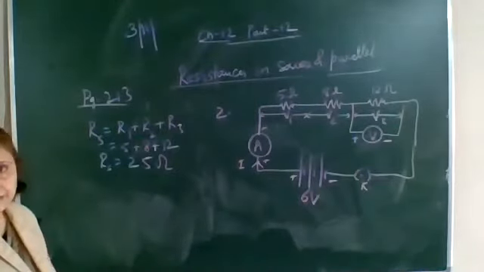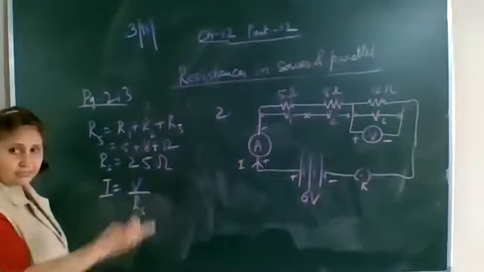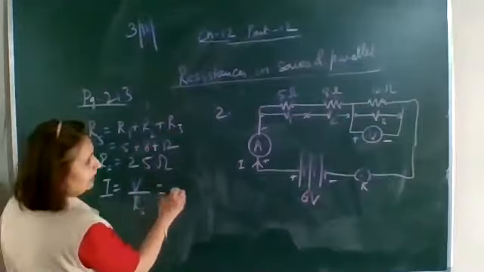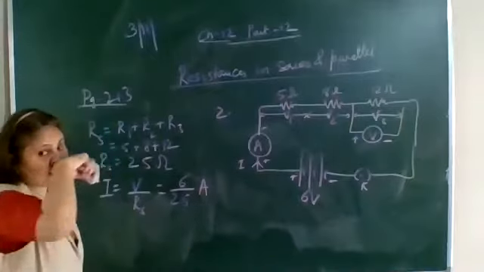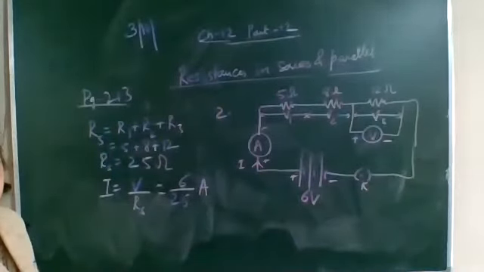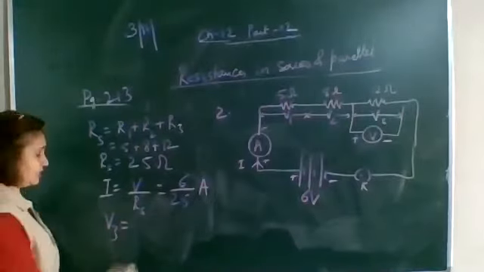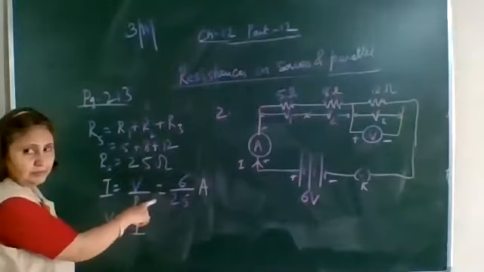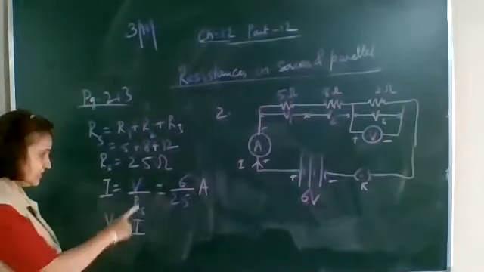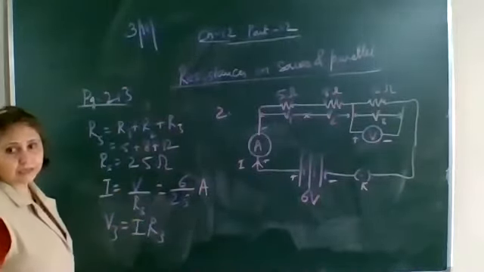Now you can get the current. I is equal to V upon the total resistance of the circuit, which is the equivalent resistance. V here is 6 volts and the equivalent resistance is 25. So 6 upon 25 amperes is the current. Now you have to find V3, that is the voltmeter reading. V3 is equal to the current through the 12 ohm resistance, which is the same across each resistor as they are connected in series. So I is the same, I into the third resistance R3.